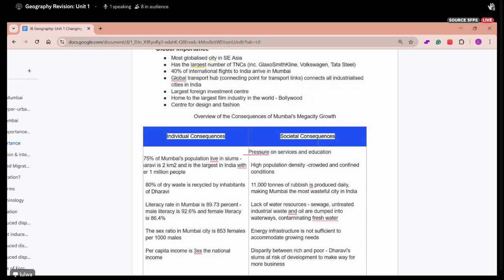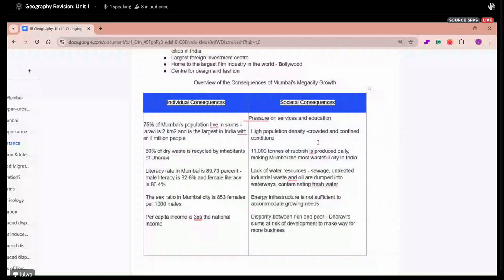However, there are multiple consequences as well. Though being very positive, 75% of Mumbai's population lives in slums, which is called Dharavi, which is 2 kilometers squared, and it is the largest in India with a population of 1 million people, which is insane. 80% of dry waste is recycled by inhabitants, so they do it themselves. Literacy rate is 89.73%. The sex ratio is 853 women per 1,000 men, and the per capita income is 3 times the national income.